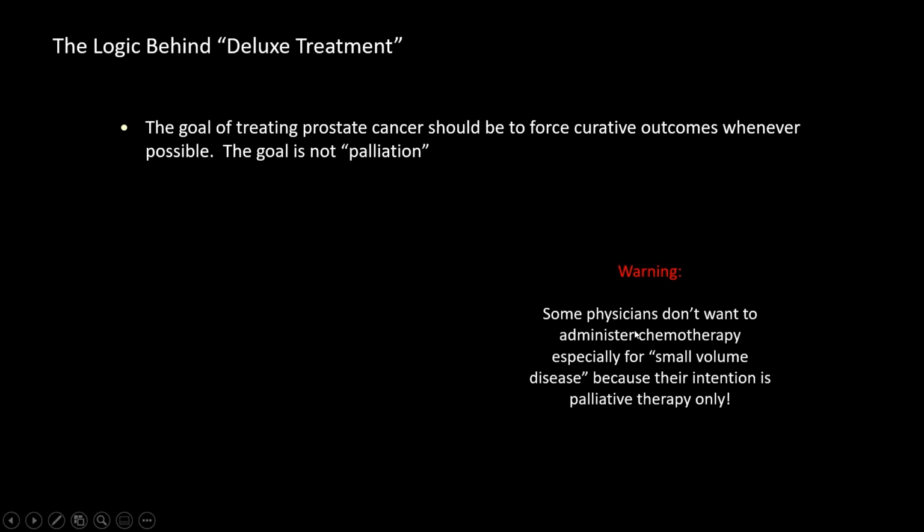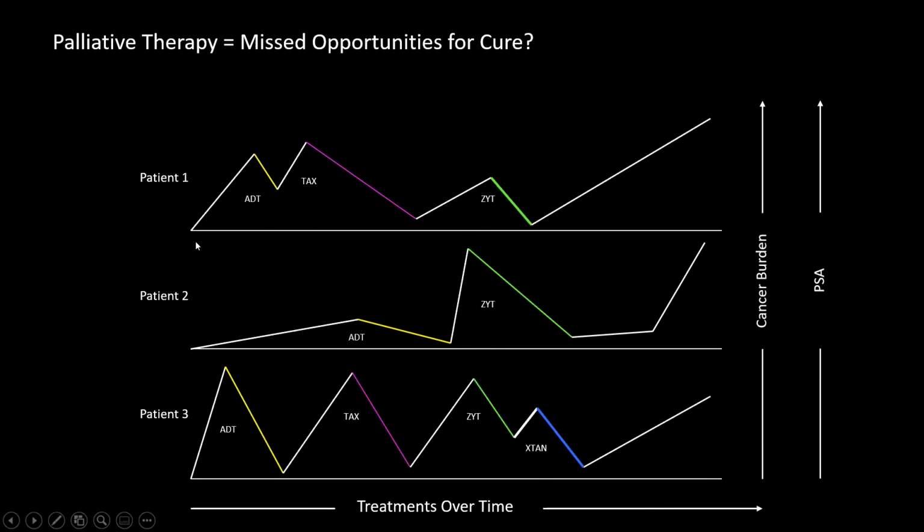And this is a very important discussion because some physicians right now are against being super aggressive for small volume disease because they believe that the only outcome that is possible is palliative outcomes. I disagree with that, all right? So up until recently, the focus of treating advanced prostate cancer was palliation. Let the cancer get bad, treat it with something, let it get bad, treat it with something, etc. Use different agents until you lose control and then the patient dies, okay?